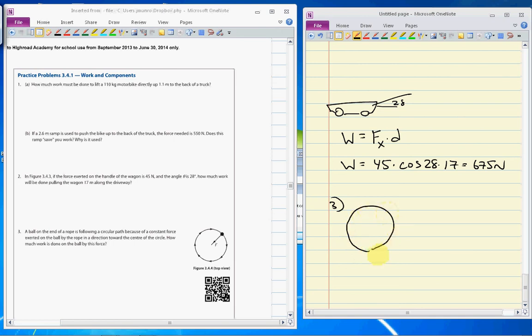In question 3, we have this ball on the end of a rope traveling in a circular path. The important thing to look at is the fact that the force is always perpendicular to the velocity. This is the force. And so since it is always perpendicular, there is no work done at all. Even though you took energy to do it, there's no work done.